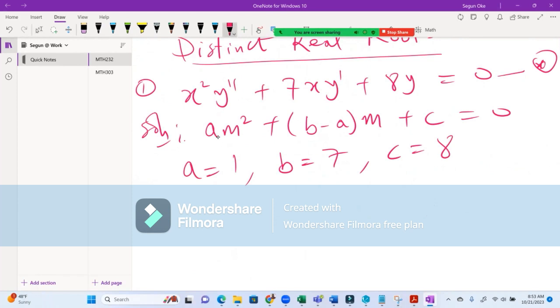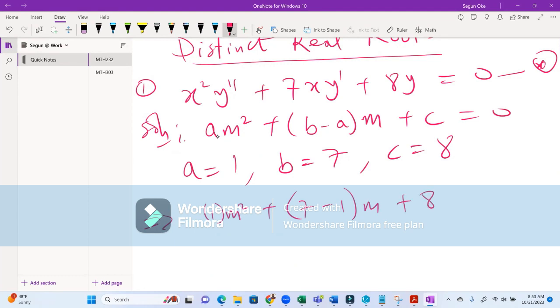So we are going to have it this way. 1 multiplied by m squared plus, what is B? 7 minus 1, m, right? Plus 8. Our C is 8. So everything equals 0. So m squared plus 6m plus 8 equals 0. Are we not forming a quadratic equation? Yes. Now we can factorize this one.